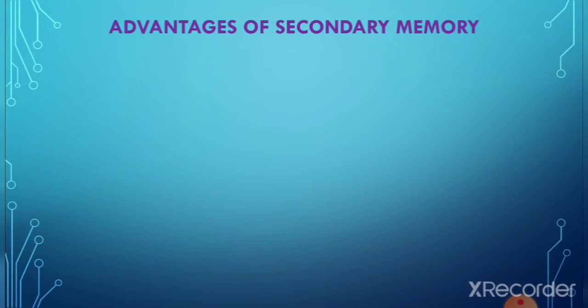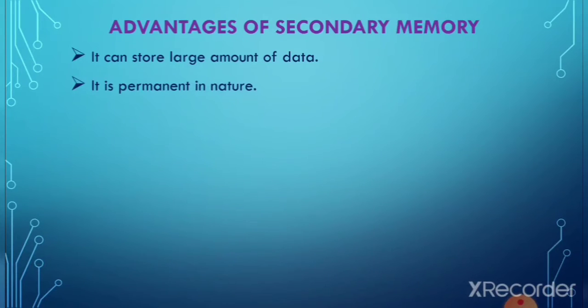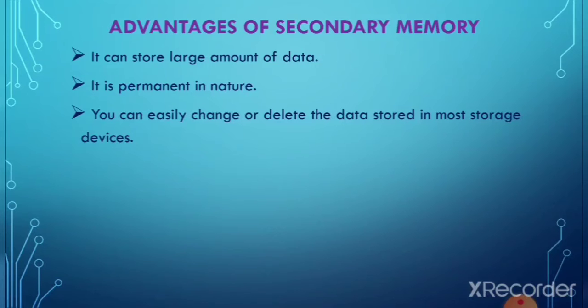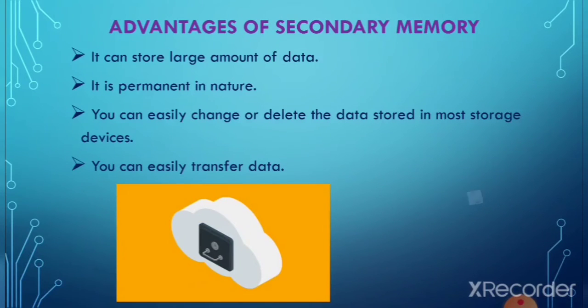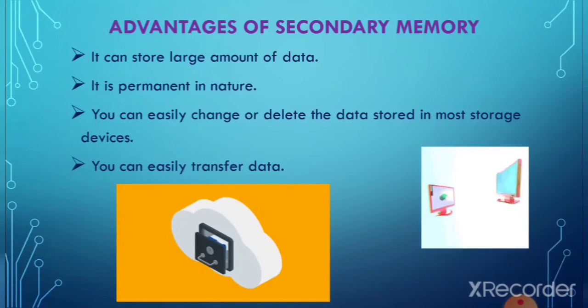Now let's see advantages of secondary memory. First is it can store large amount of data because it has large storage capacity. It is permanent in nature. It can store data for long period. We can easily delete or change the data stored inside the secondary storage devices. It can easily transfer data. Using secondary memory storage devices, we can transfer data from one device to another device. It can store large amount of data and it can transfer data very easily.